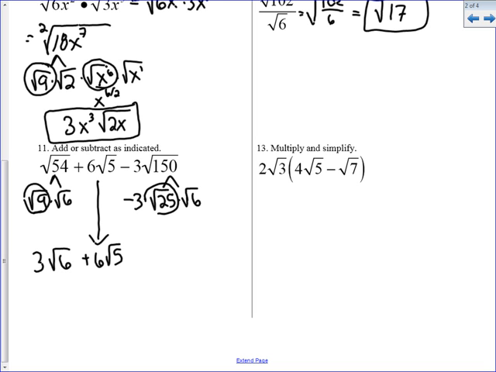So square root of 25 I can simplify. It's still negative 3 times. Square root of 25 is 5. Square root of 6 gives me negative 15 square root 6.